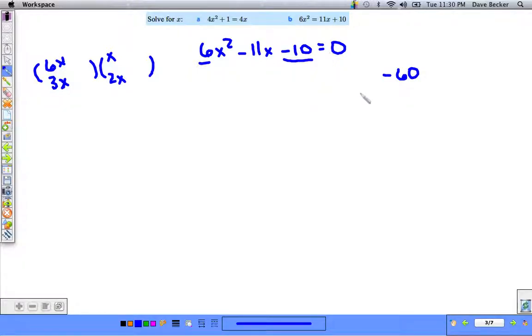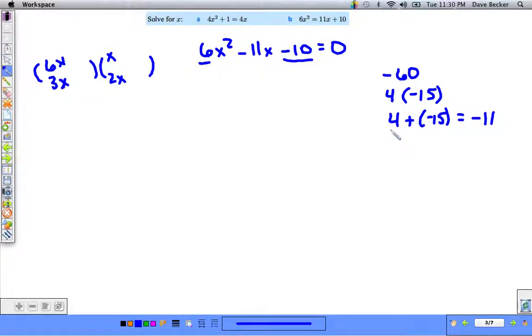Well, what are factors of 60? Well, 1 and 60, no. 2 and 30, no. 3 and 20, no. How about 4 and 15? Hooray! Yes. 4 times negative 15 gives me negative 60, and 4 plus negative 15 gives me negative 11.